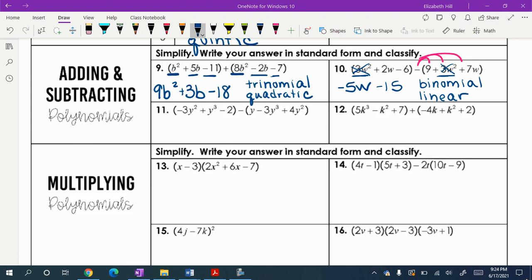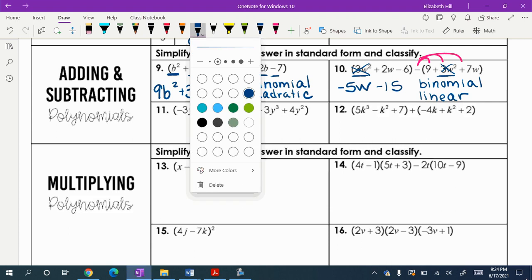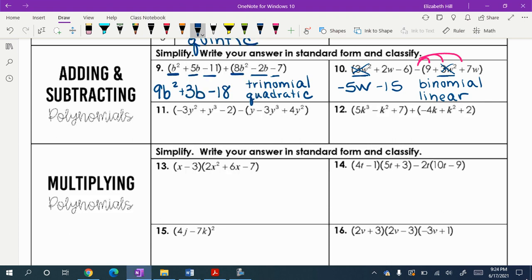All right, number 11 is doing subtraction once again. Just make sure you're really careful that you're matching things up correctly. Starting with the largest exponent, I've got 1y to the third minus a negative 3y to the third, so that's actually adding the 3, so 4y to the third. I've got a negative 3y squared and subtracting a 4y squared. So negative 3 minus 4 gives us a negative 7y squared.